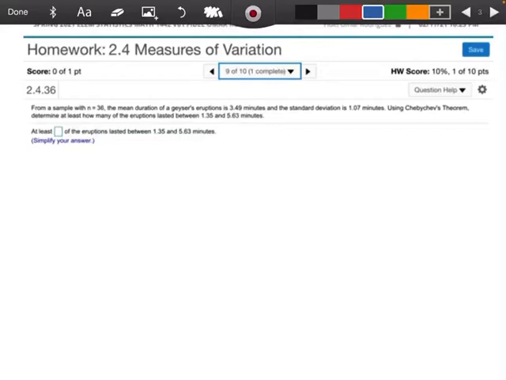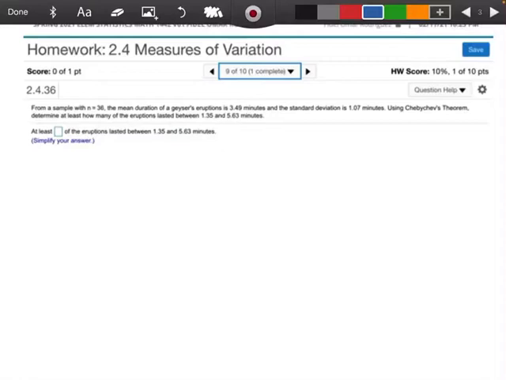All right, so guys, this is number 9 out of 2.4, and it says from a sample with n equals 36, the mean duration of a geyser's interruption is 3.49, and the standard deviation is 1.07. Using Chebyshev's theorem, determine at least how many of the eruptions lasted between 1.35 and 5.63 minutes.